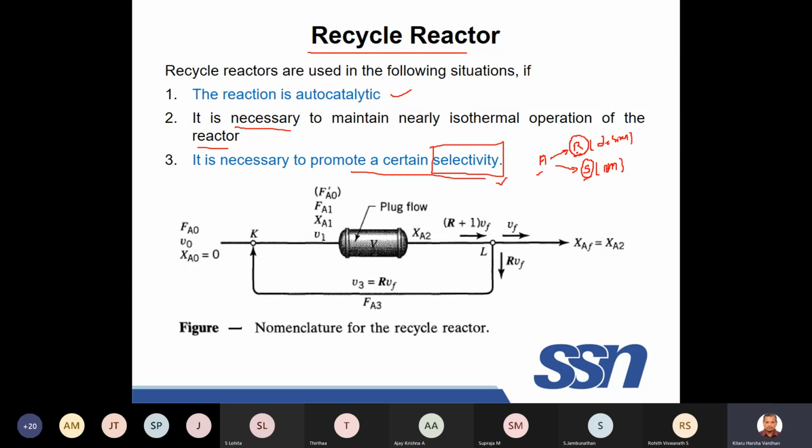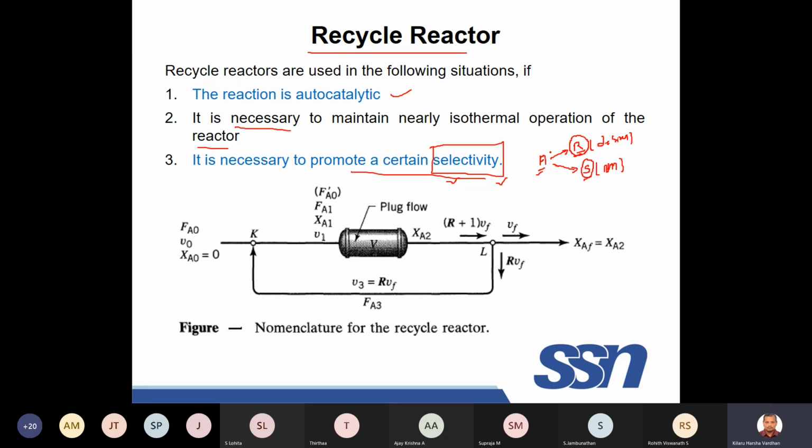Whereas the yield is nothing but how much R is formed relative to how much A is consumed. That is yield, right? That we will see in the third unit when we go for multiple reactions in series and parallel, and how different reactor combinations we have to use. This term selectivity comes in the third unit, but here itself I'm mentioning it: when there are multiple reactions, especially parallel reactions, how much is the desired to how much is the undesired. That is the selectivity.